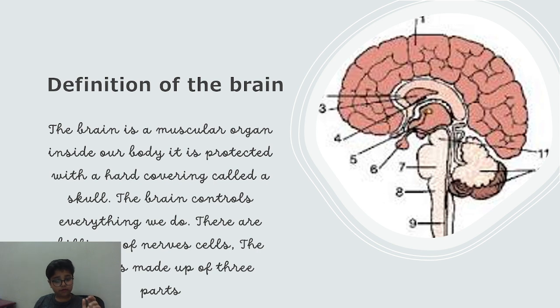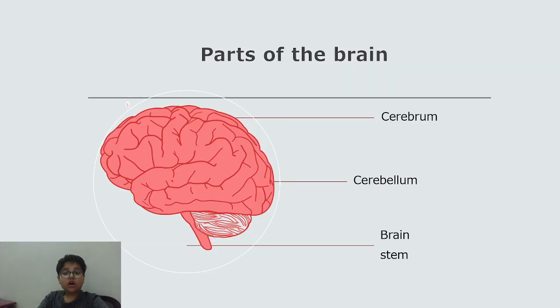The brain is made up of three parts. I said there are billions of nerve cells, and in the last video we studied that 13,500,000 nerve cells are found in the spinal cord, while billions of them are found in the brain. The next thing we come upon is the parts of the brain. There are three parts of the brain: cerebrum, cerebellum, and brainstem.